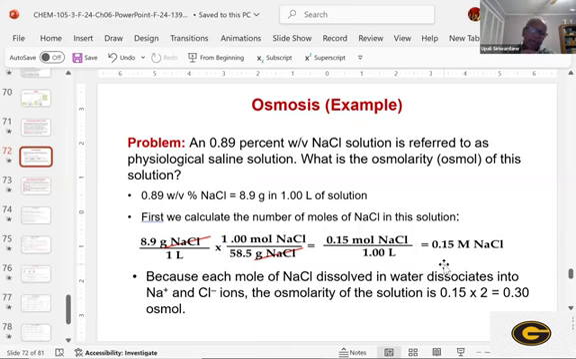Because sodium chloride is an ionic compound, it dissociates into sodium ions and chloride ions. Therefore, osmolarity, the molarity of the solution for colligative property determinations, has to be multiplied by 2. Osmolarity of 0.89 weight by volume solution is 0.30 osmol. Osmol is a molarity unit as well.